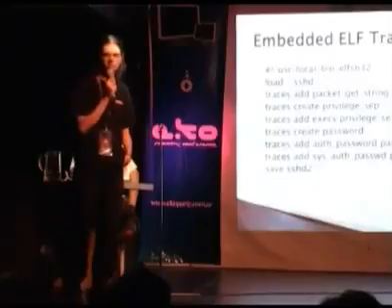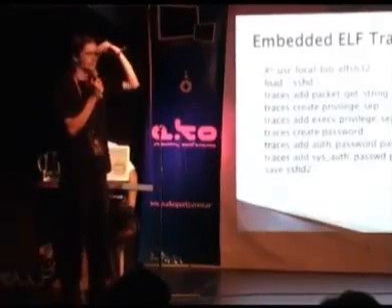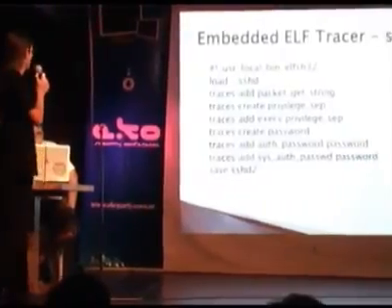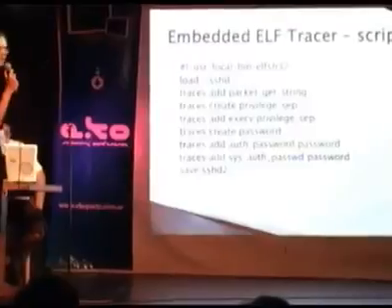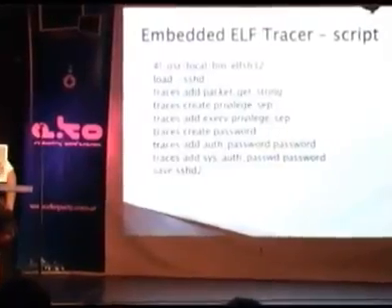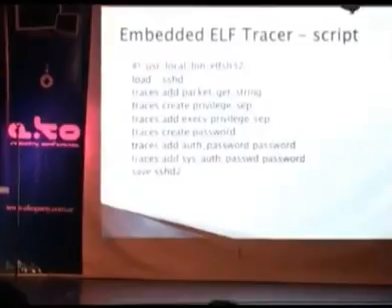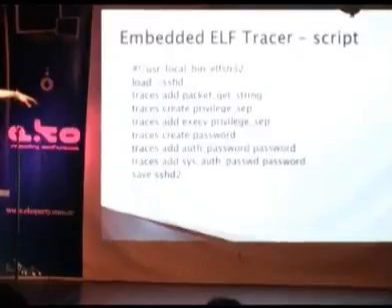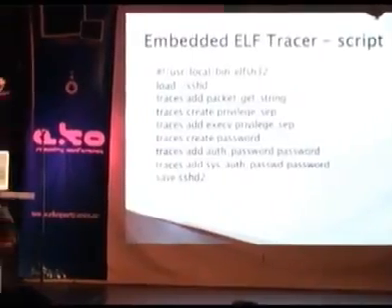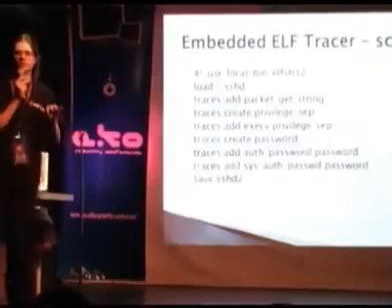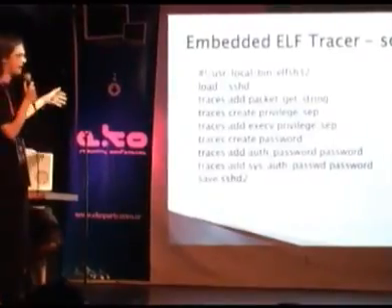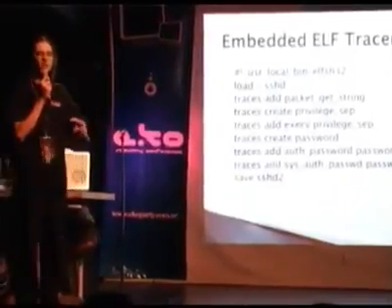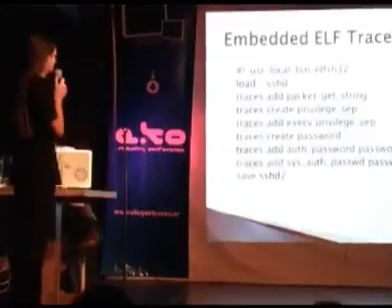This is how the tracer works, just a small piece of code as an example. Here we are loading the SSH daemon, and we are adding some information about the functions that we want to trace, like packet get string, auth password, sys auth password. After we tell the tracer that we want to trace these functions, we save a new binary, which is the SSHD2, the binary that now contains the code for the tracer to do its job.